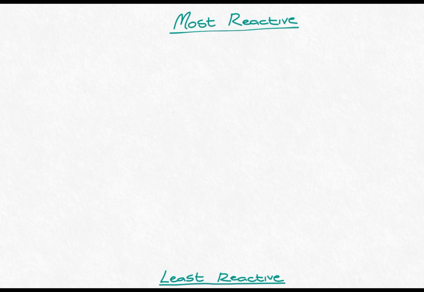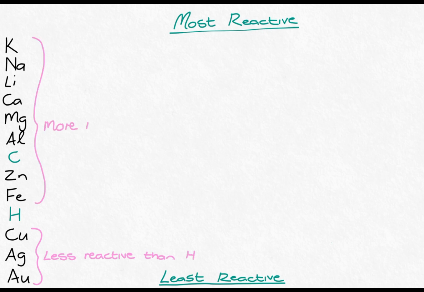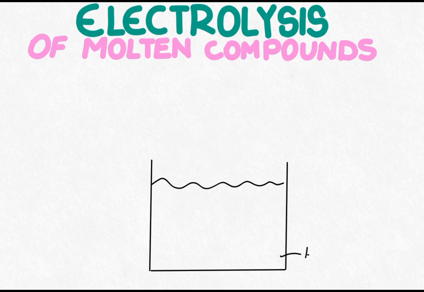Now my most reactive metal is potassium. Then I have sodium, then lithium, calcium, magnesium, aluminium, carbon, zinc, iron, hydrogen, copper, silver, and gold. So the only metals that are less reactive than hydrogen would be copper, silver, and gold. The rest of the metals are more reactive than hydrogen. So the first type of electrolysis that we're going to look at is those of molten compounds.